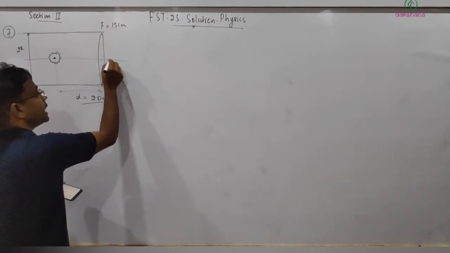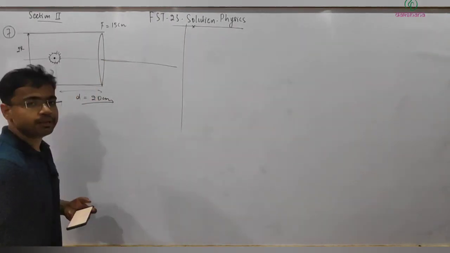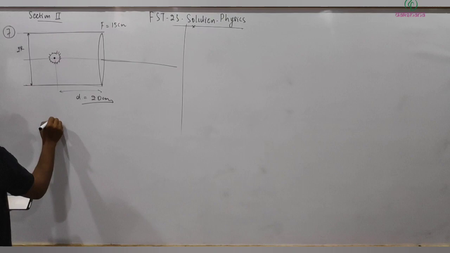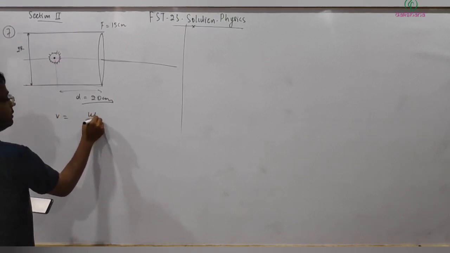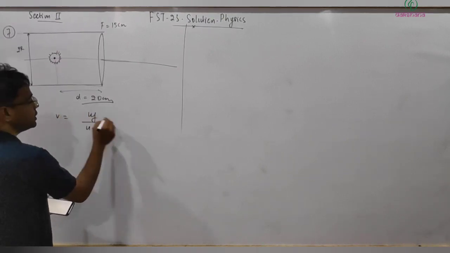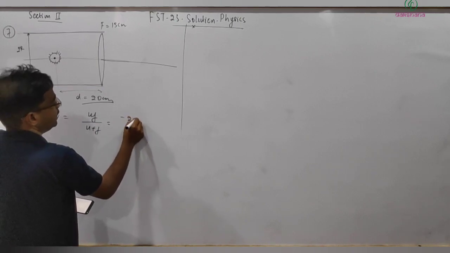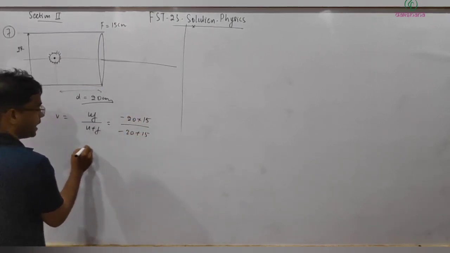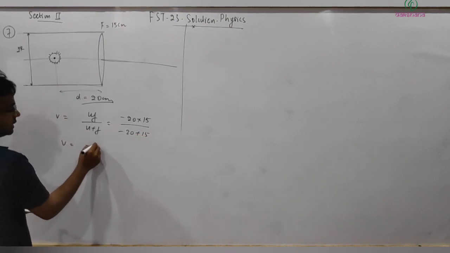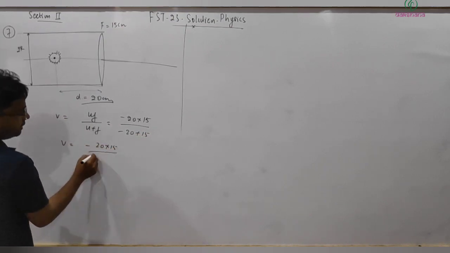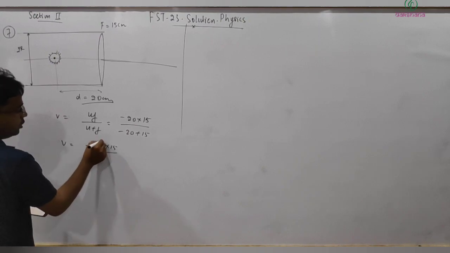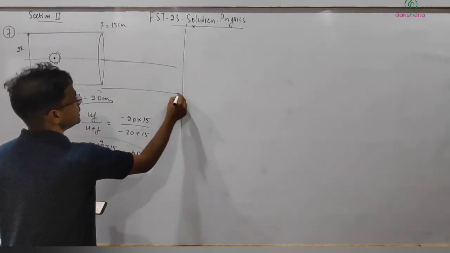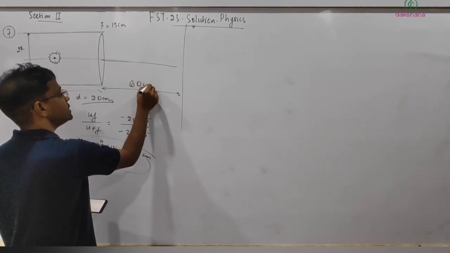So let me first get the distance where the screen must be placed so that we get a sharp image of this point source. That can be written as V equals UF divided by U plus F. Substituting the values, U is minus 20, F is 15, divided by minus 20 plus 15, and this implies V comes out to be minus 20 multiplied by 15 divided by minus 5, that is equal to 60 centimeters. So from this lens the screen must be at a distance of 60 centimeters.